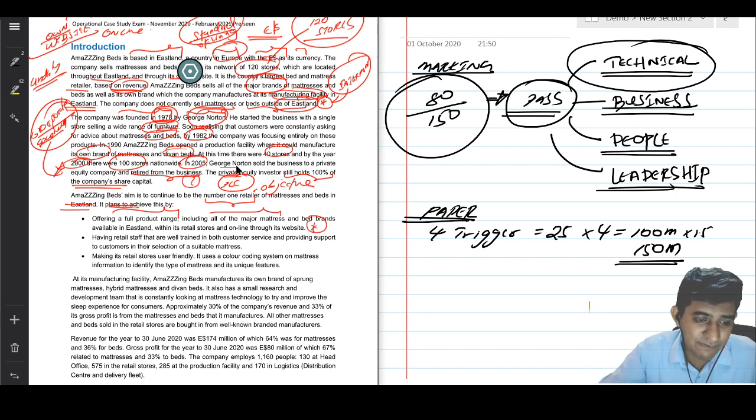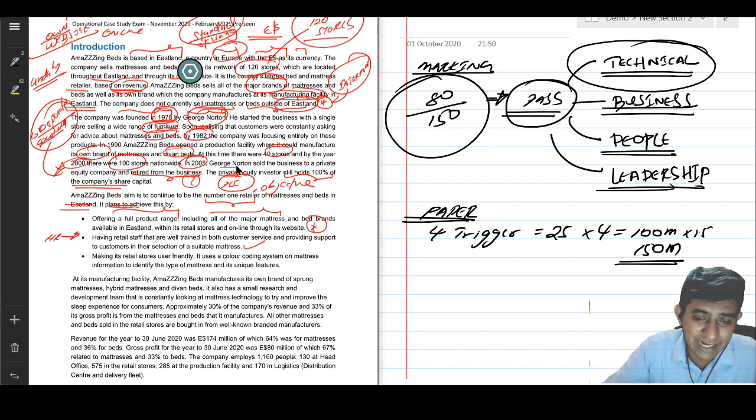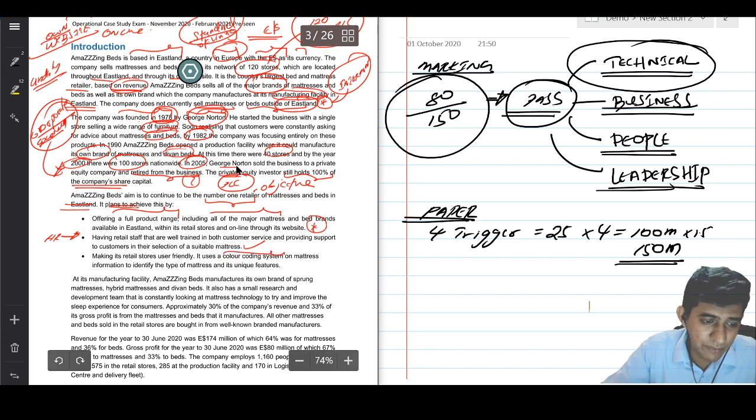Having retail staff well trained in both customer service and providing support to customers in their selection of suitable mattresses. So students, I can say the HR function is also doing very well, because your friendliness with the customers is important when you are running a retail store. Making its retail stores user friendly, it uses a color coding system on mattress information to identify the type of mattress and the unique features. Just keep that in mind, students.